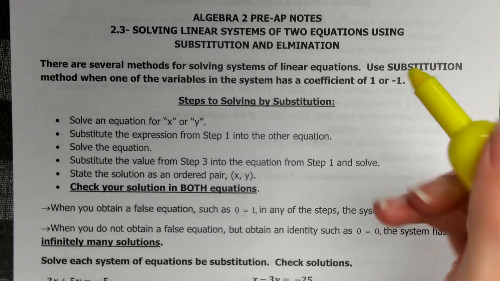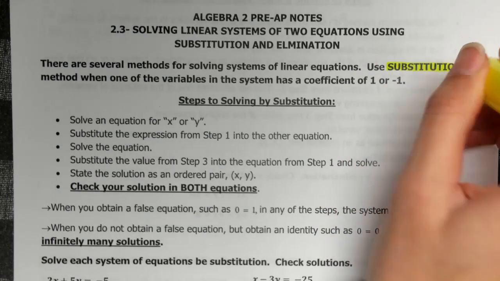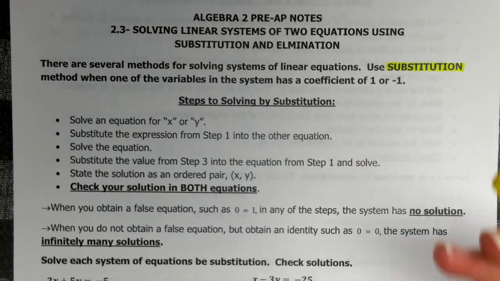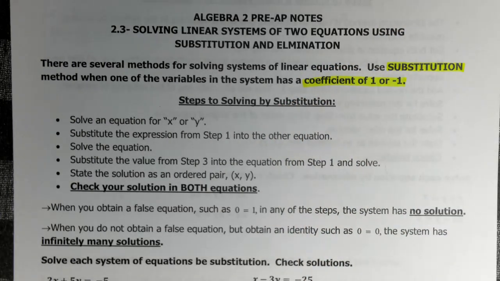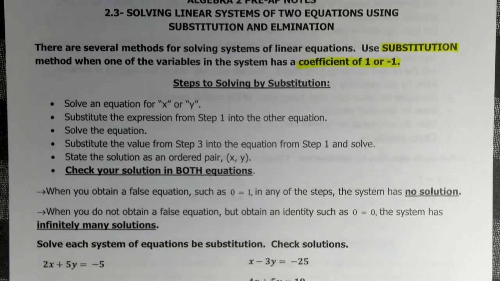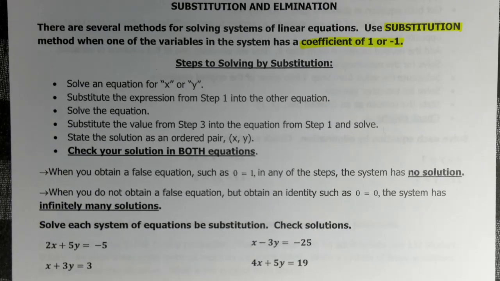So with substitution, the only time you can use substitution is if you have a variable with a coefficient of 1 or -1. So what does that look like? That looks like a variable with no number written in front, okay? That's the only time you're going to use substitution. So that one particular variable that does not have a coefficient in front, that's what you're solving for, okay?